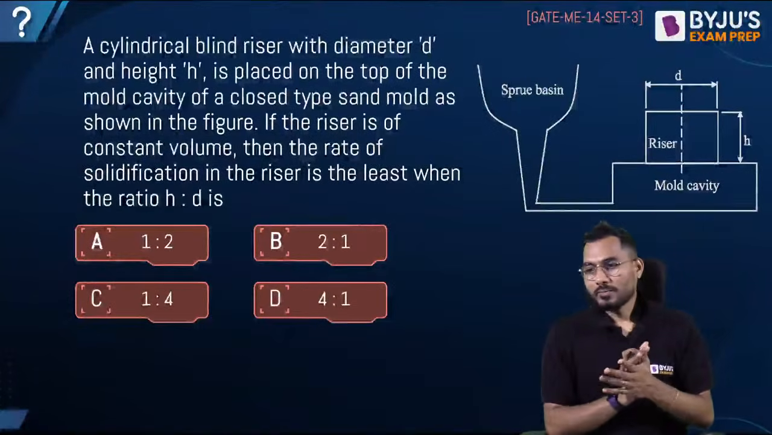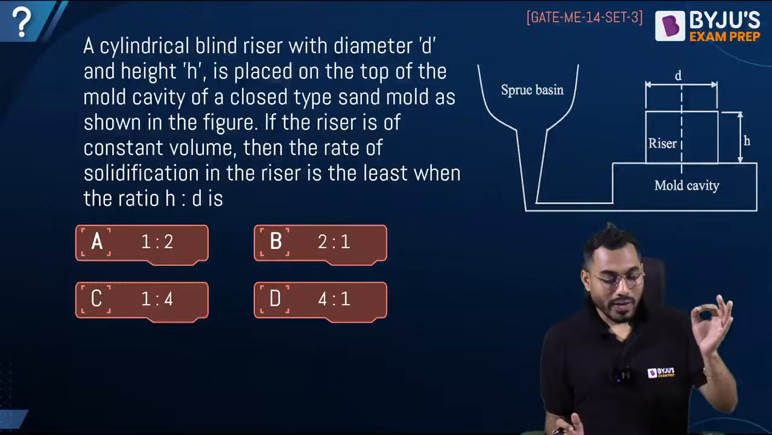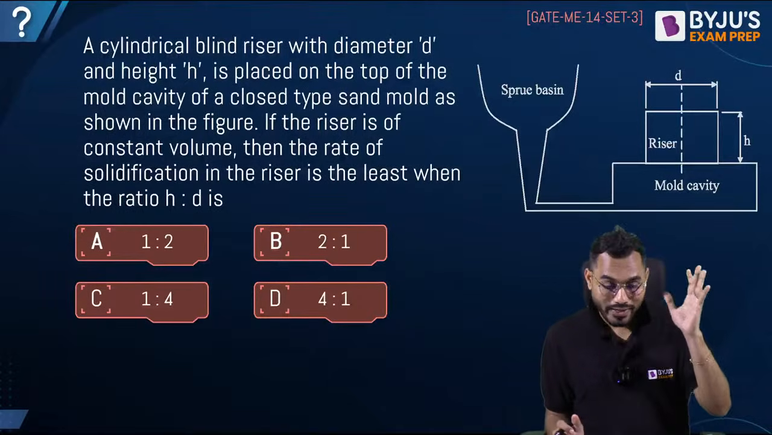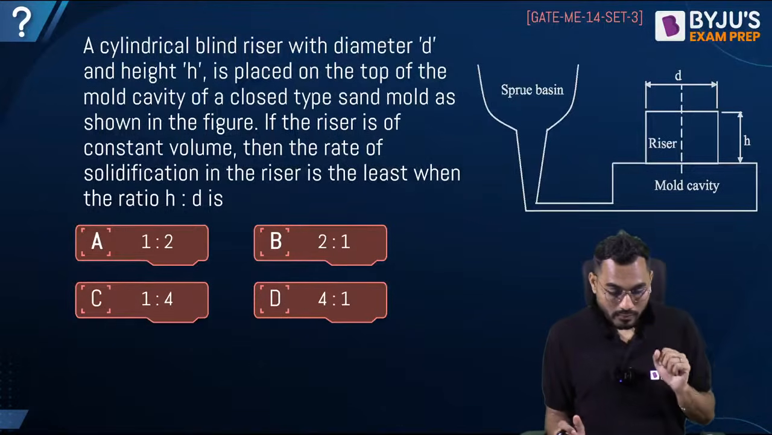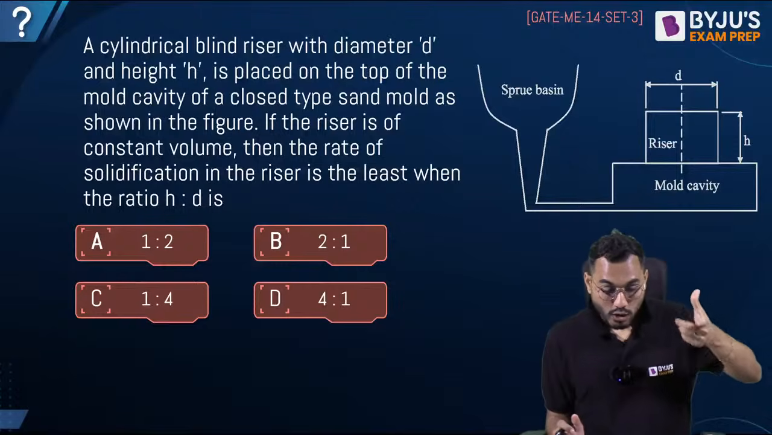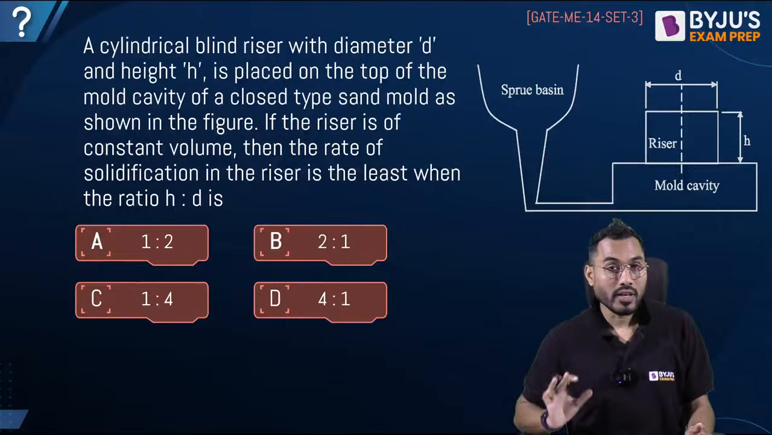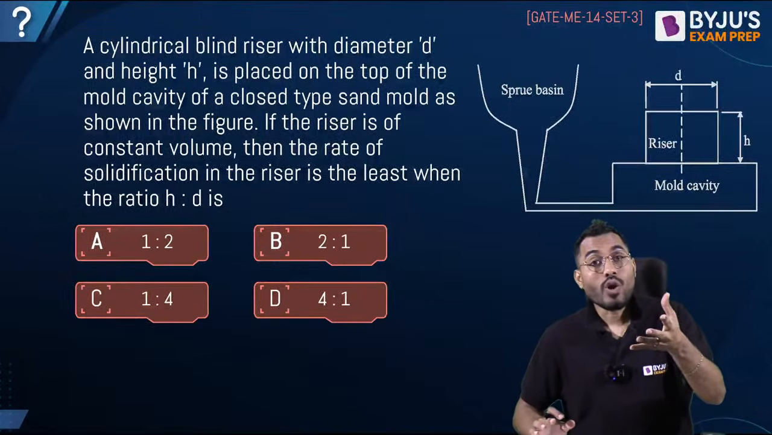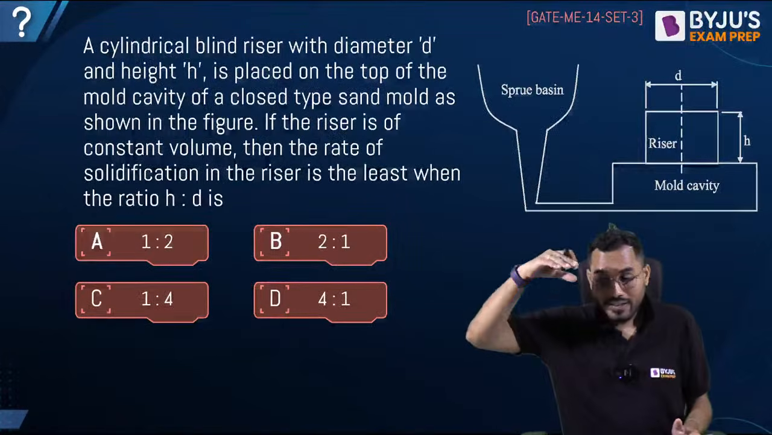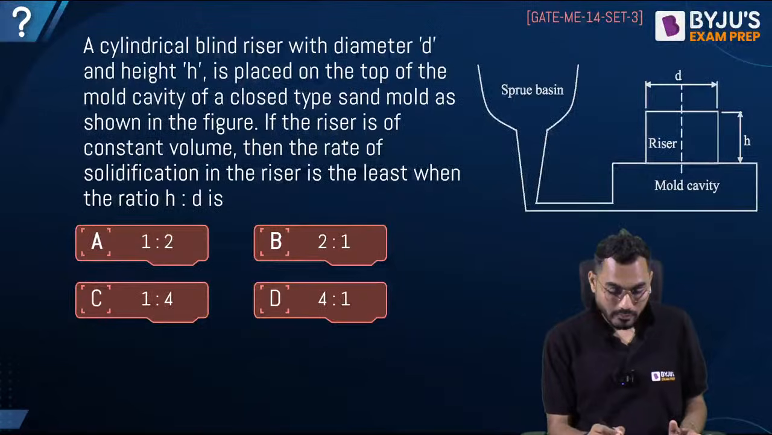Let's say that a cylindrical blind riser with diameter d and height h is placed on top of the mold cavity of a closed type sand mold, as shown in the figure. That is called a blind riser, and it is placed above this particular mold cavity. Right, fine.